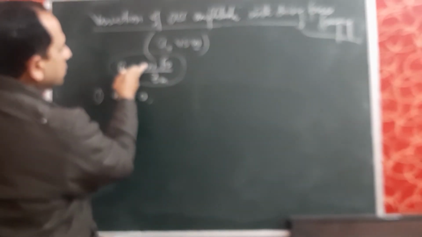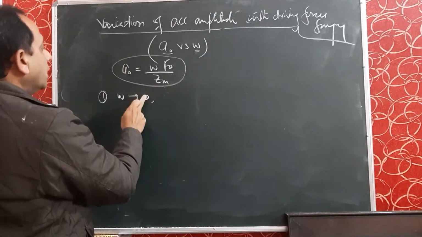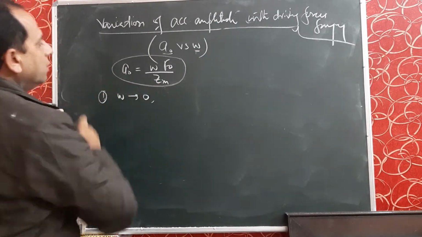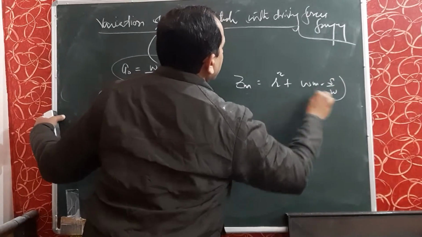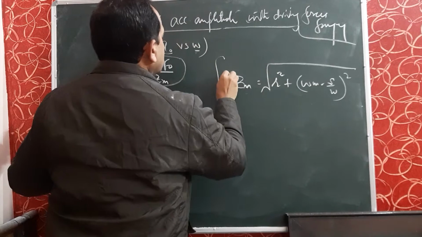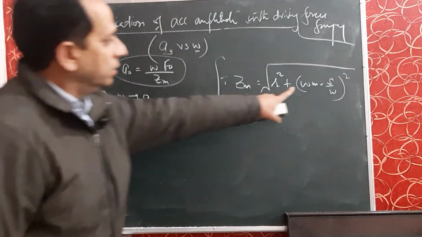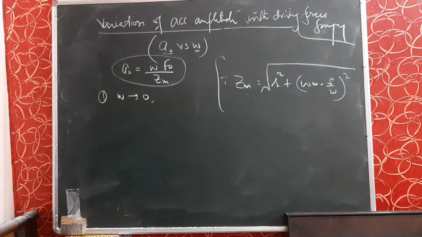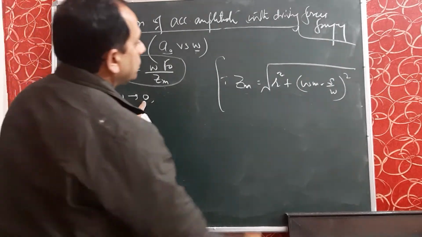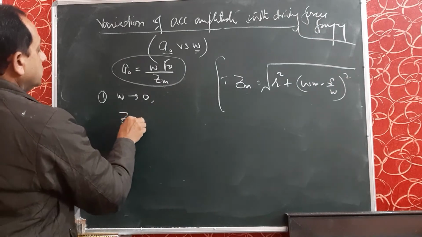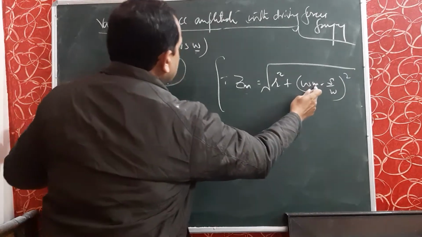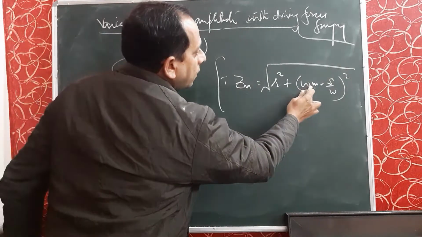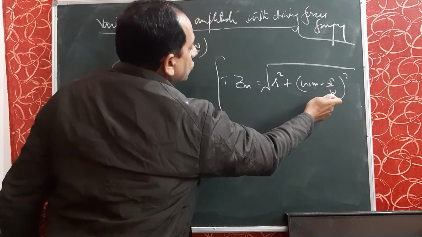Omega is directly involved in this value, but indirectly omega is also involved in the Zm relation. You know what Zm is: Zm is the square root of r square plus omega m minus s by omega, whole square. So omega is also there in the value of Zm. When omega tends to 0, what will be the value of Zm? It is r square, omega into m, that is 0 into m, which becomes 0, and s upon 0 means infinity.